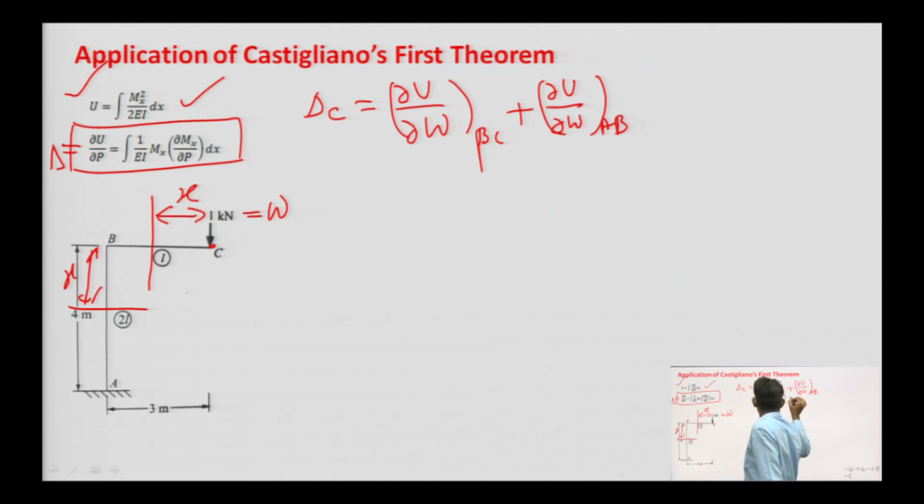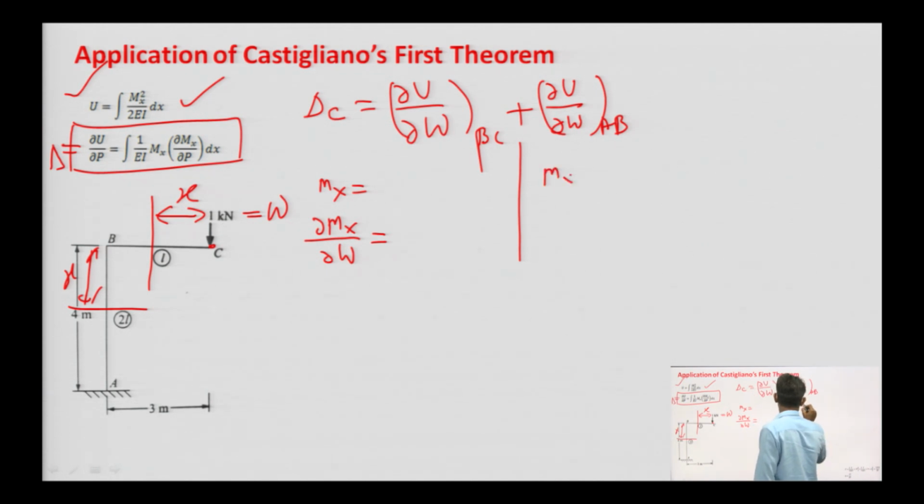So, for both cases we need to find the value of m x, and we need to find the value of del m x by del W. Actually, we have taken W. Should I take P? Okay, no problem, W. Actually, P and W, no problem. For this segment, we need to find del m x by del W.